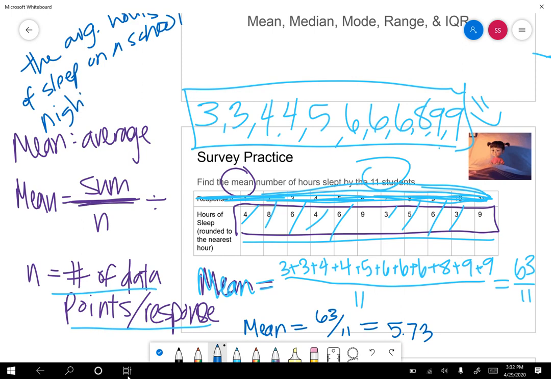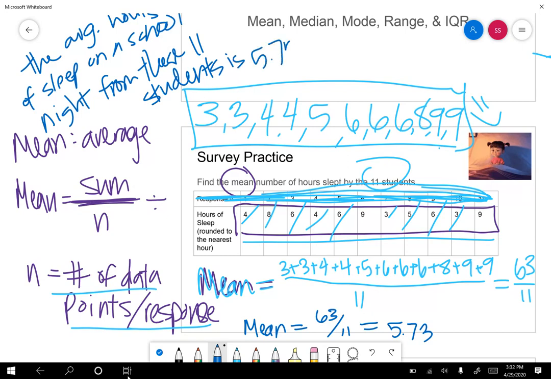On a school night from these 11 students is 5.73 hours. Right, so there is our answer.